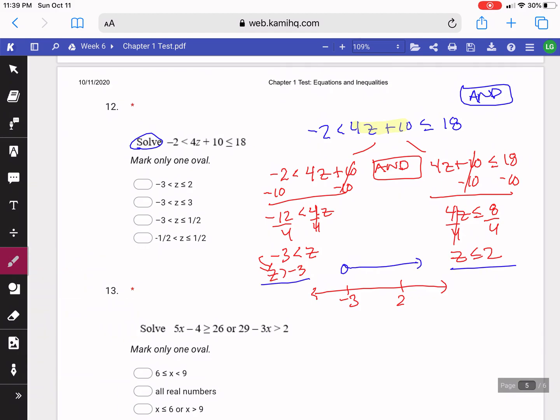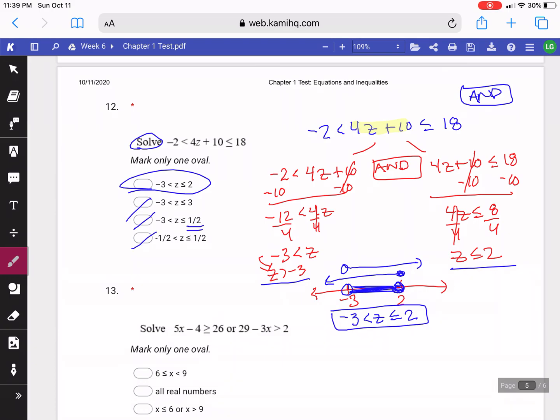This one I'm going to fix the format so it becomes z greater than negative 3. Z greater than negative 3 would be an unshaded circle to the right. And z less than or equal to 2 would be shaded to the left. Here they intersect between negative 3 and 2. And since it's an and, you put it back together. Negative 3 is less than z is less than or equal to 2, with the less than symbols because you're going from least to greatest. A lot of you put the one that had 1/2 there, and that's why you got it wrong.